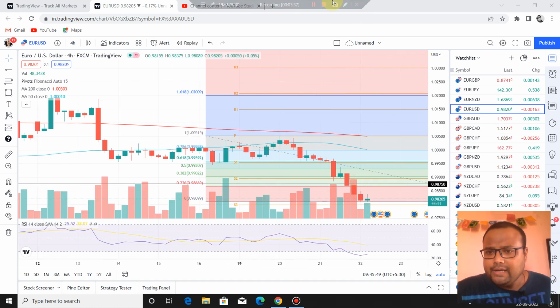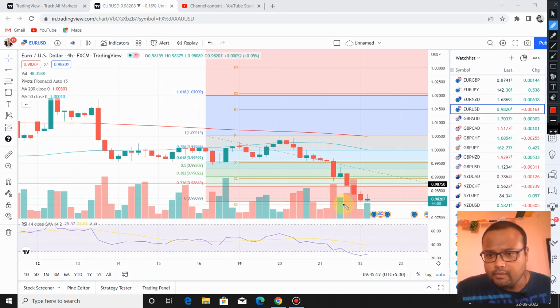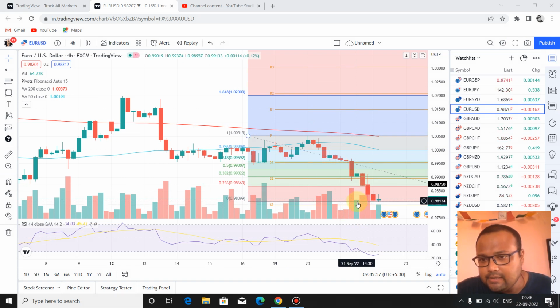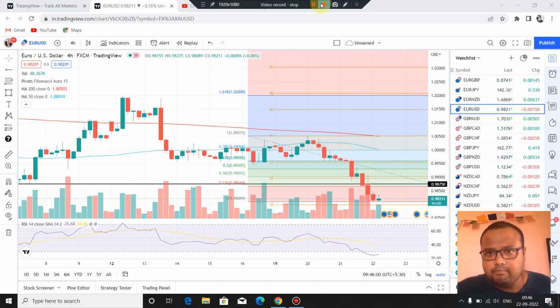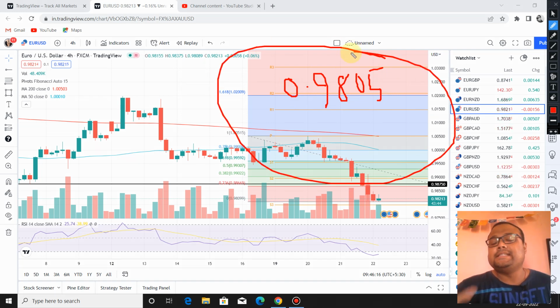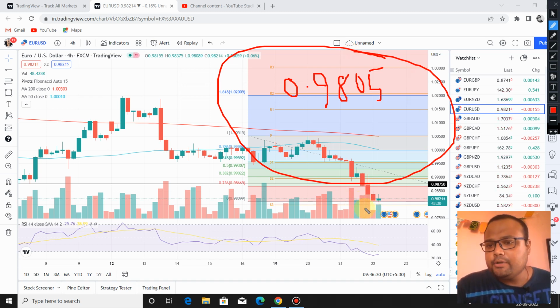Following the trend of the market, if Euro USD breaks the 0.9800 level, or the 0.9805 level, the selling may continue. If the market breaks this level, then the selling may continue and we can go for a sell position again. But keep in mind, the market has already witnessed heavy selling, so if you go for a sell position below this level, you must be very careful, and strict risk management is extremely important.